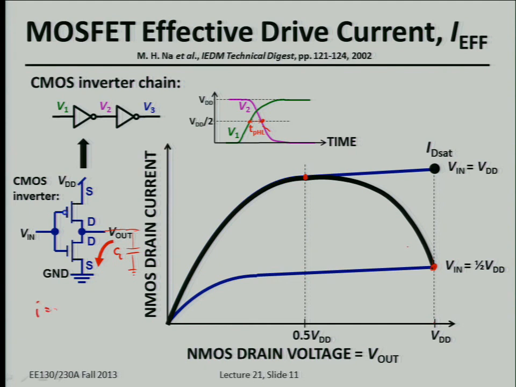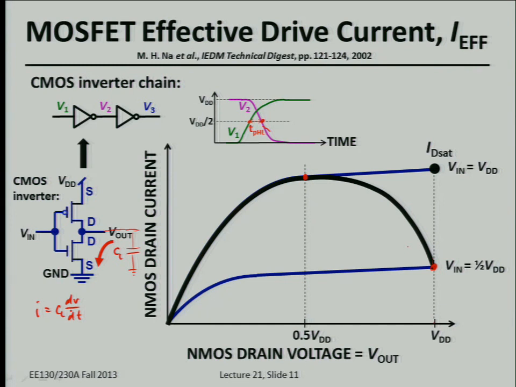Remember that the current is equal to C dV/dt for a capacitor. So if you want to change the voltage more quickly, you need to conduct more current. Does that make sense? And if you have a large load capacitance, it takes more time to discharge the output. So the question is, what is the current?